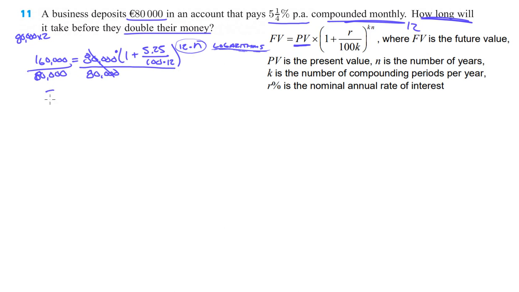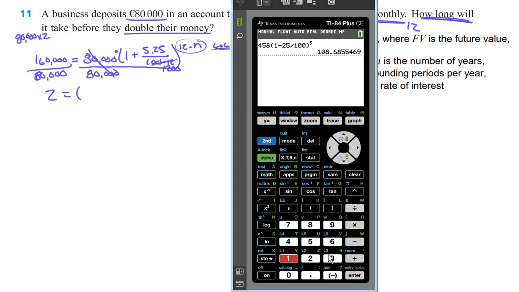And guess what we get over here? 2. Okay, that's significant. I'm going to show you why here in a second. Once we figure out what this is, let's plug that into the calculator. That's going to be a 1200, right? So we're going to do 1 plus 5.25.